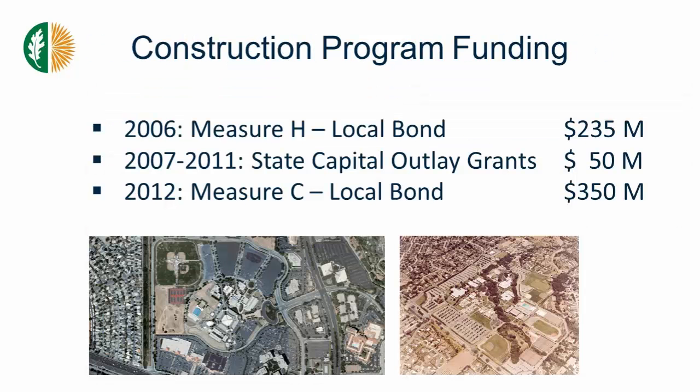Here's an overview of our construction funding. In 2006, we sold a Measure H local bond program for $235 million. We've been fortunate enough to get $50 million worth of grants from the State Capital Outlay Program. And then in 2012, Measure C passed for us, a local bond for $350 million.